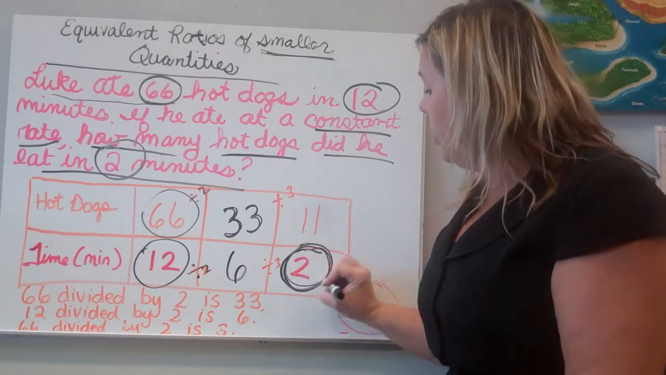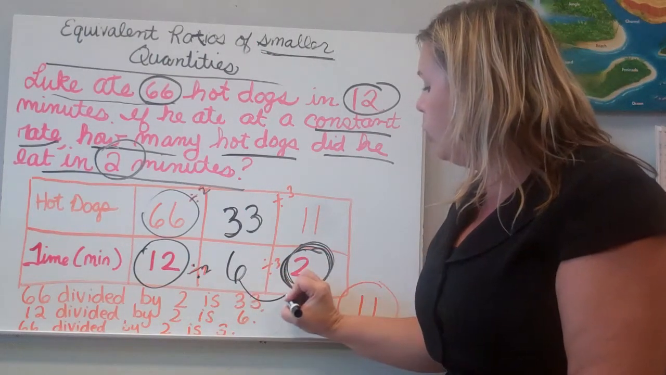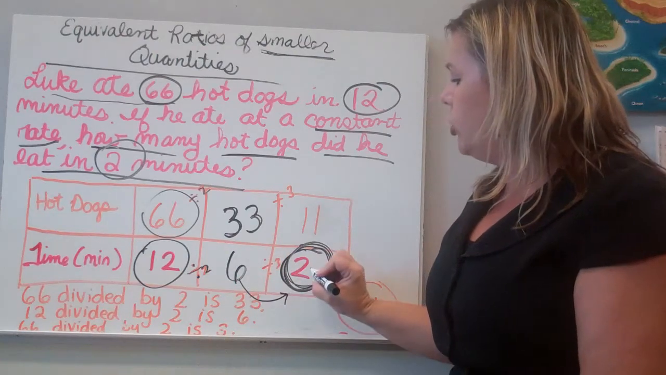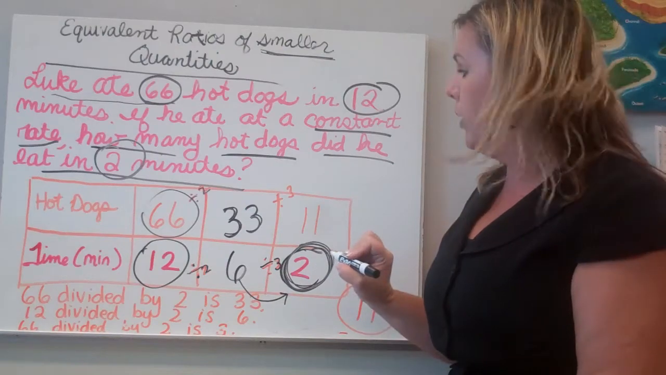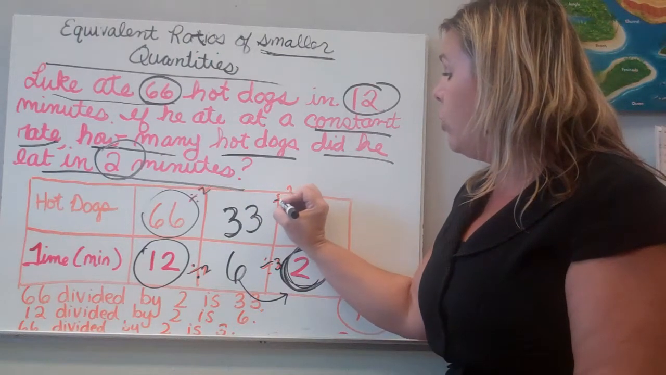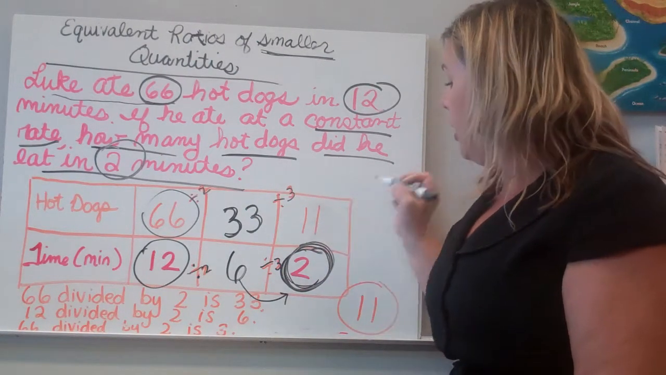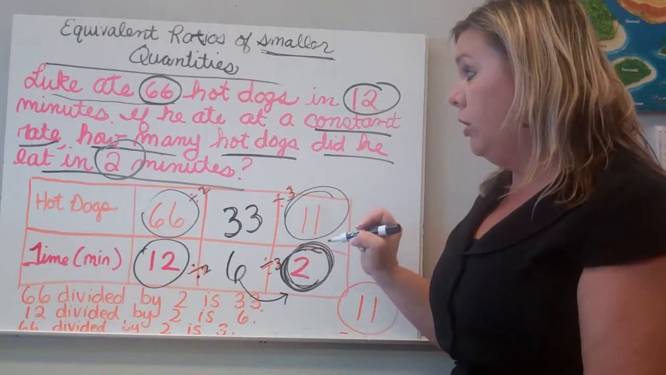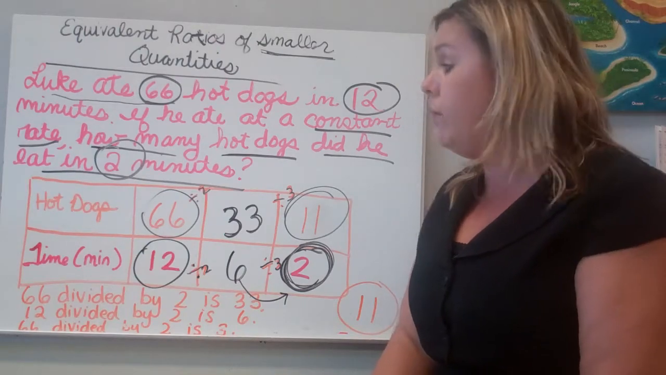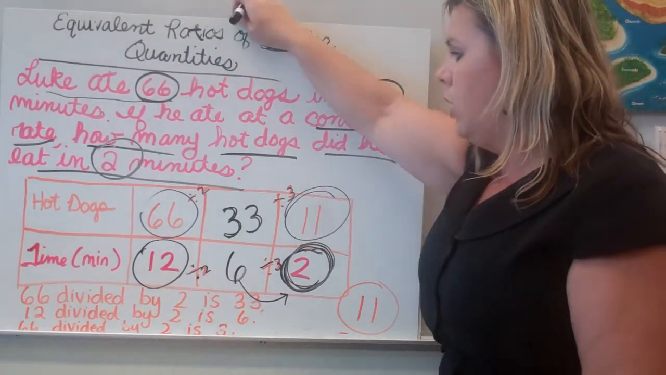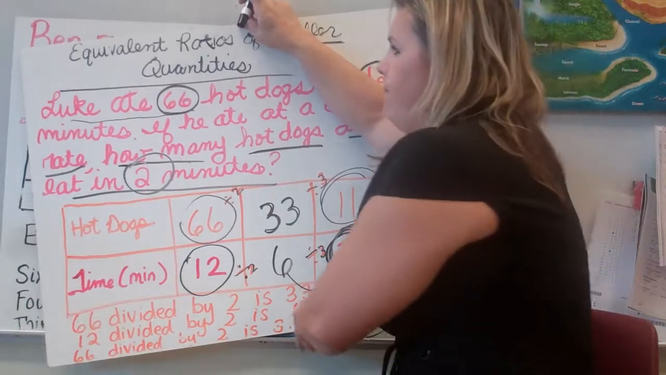But we had to find out here with 2. So now we're looking at the relationship between 6 and 2. Well, I know 6 divided by 3 equals 2. And 33 divided by 3 equals 11, which gives us our answer that he can eat 11 hot dogs in 2 minutes. Let's try another one.